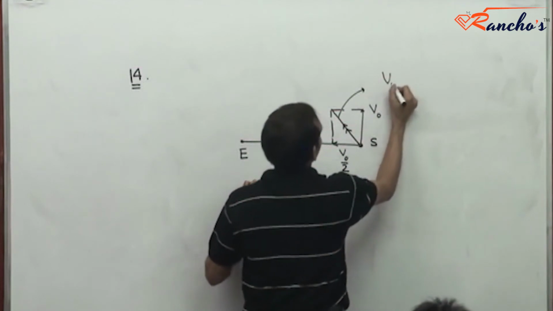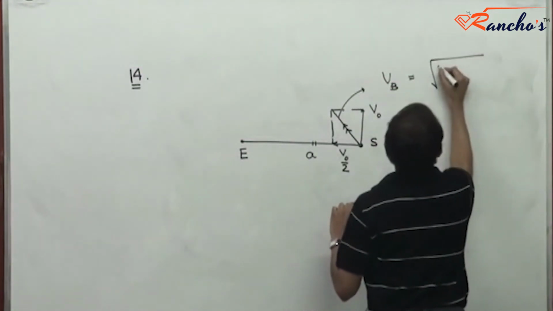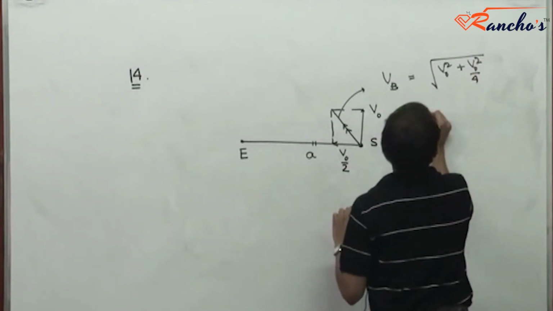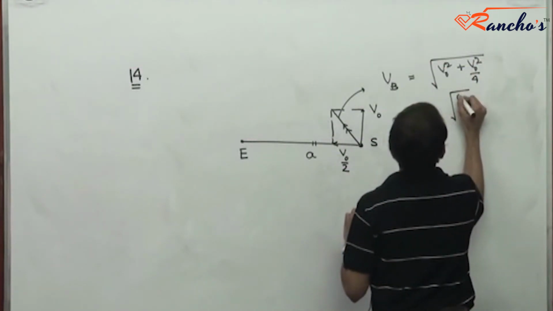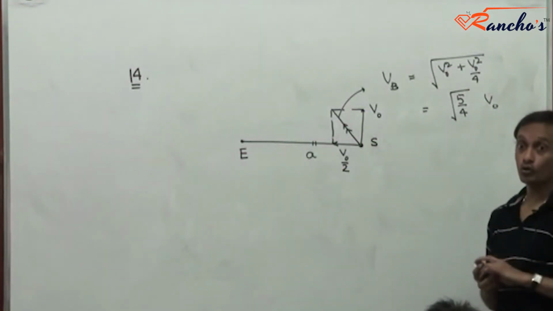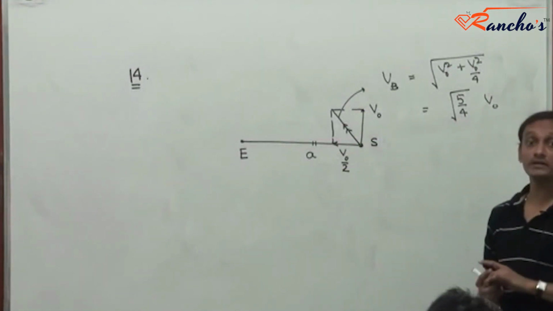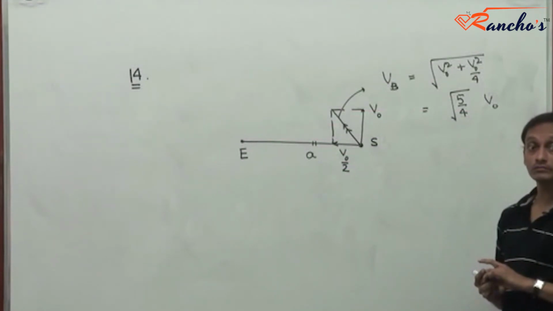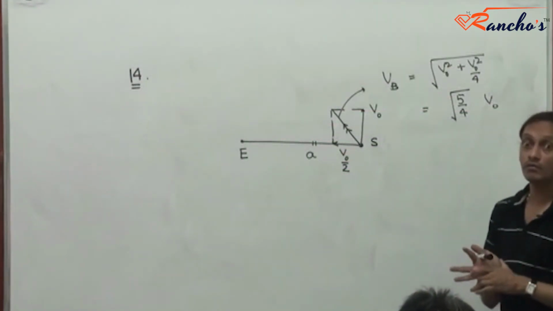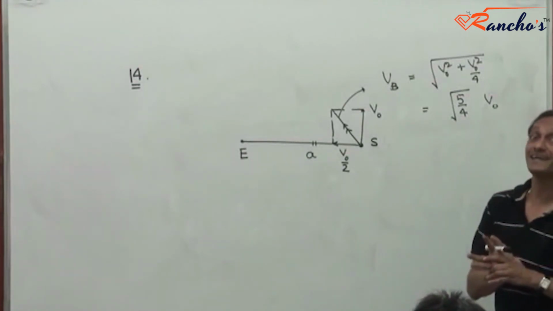This is the velocity of the bullet, which is root of v0 squared plus v0 squared by 4, which is root 5 by 4 times v0, greater than the orbital speed at that point, and therefore it will pursue an elliptical trajectory.